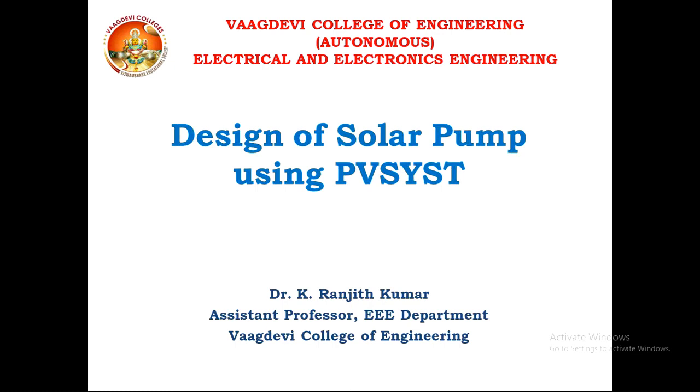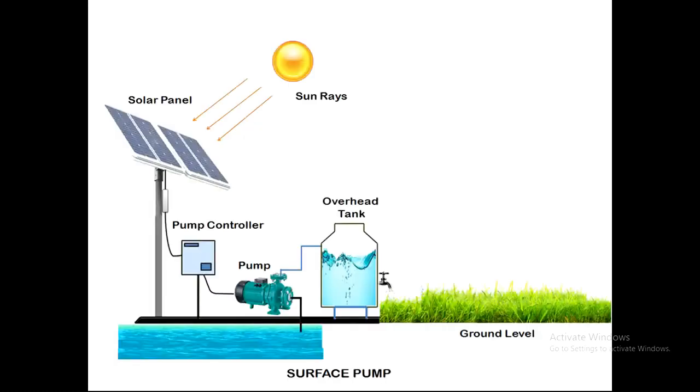Right, I will start. Design of solar pump using PVsyst software. So generally we already know this pump is used to supply water for residential, industrial, agricultural, and irrigation applications. You can use it anywhere.